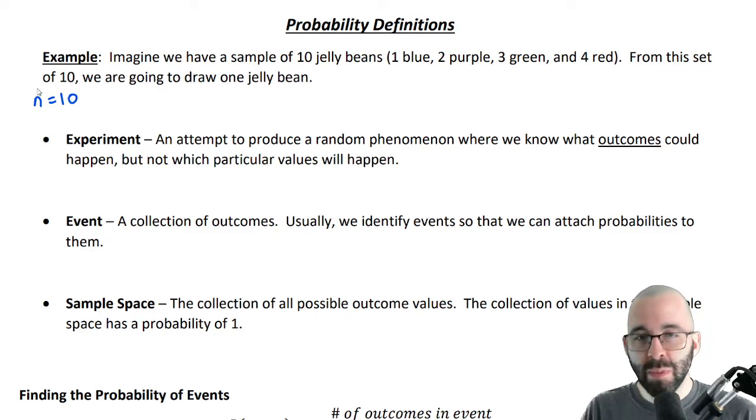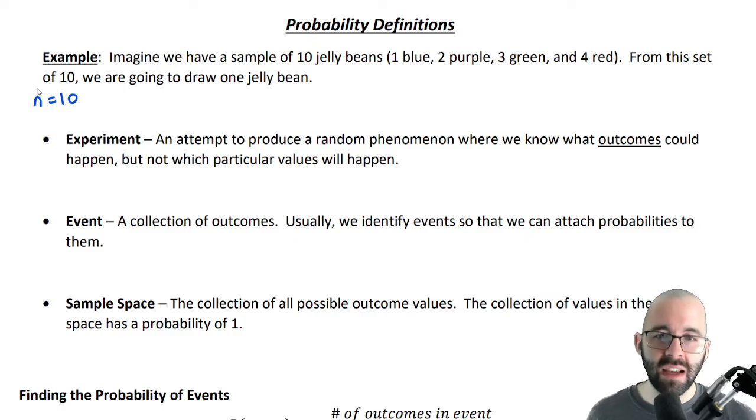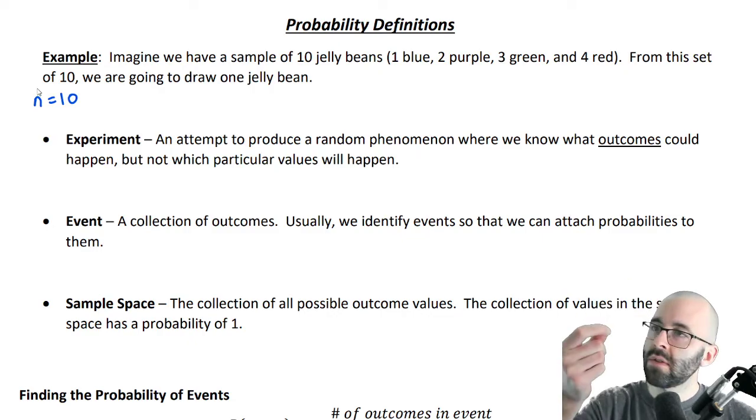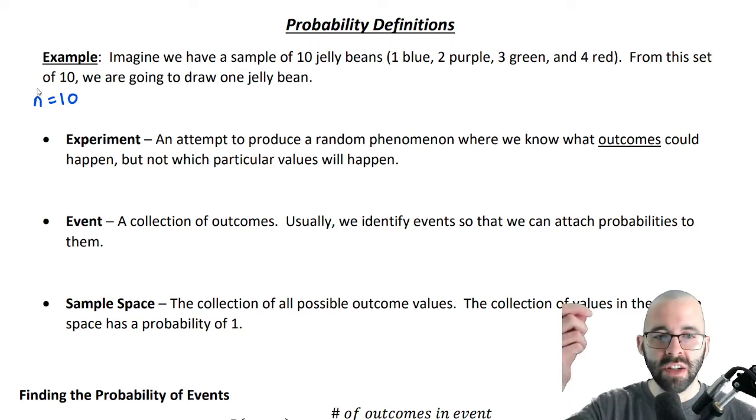So experiment is our first term. And we've used this a little bit, but an experiment here in the context of probability talks about an attempt to produce a random phenomenon where we know what outcomes can happen, but not what values will happen. So in this case, an experiment could be just picking a jelly bean, looking at what color it is, and doing that 10 times, and then putting the jelly bean back.